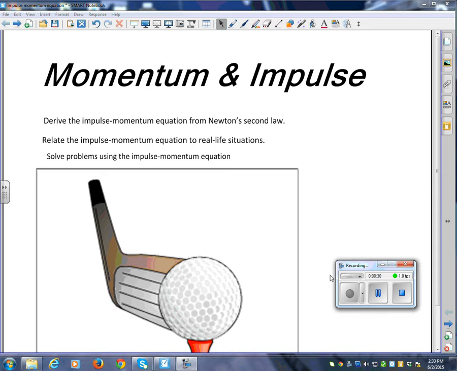Okay, so we will derive the impulse momentum equation from Newton's second law. It's super easy. We will relate the impulse momentum equation to real life situations like golfing, and we will solve problems using the impulse momentum equation. I will start with one of my favorite demonstrations. This is known as the Astro Blaster.